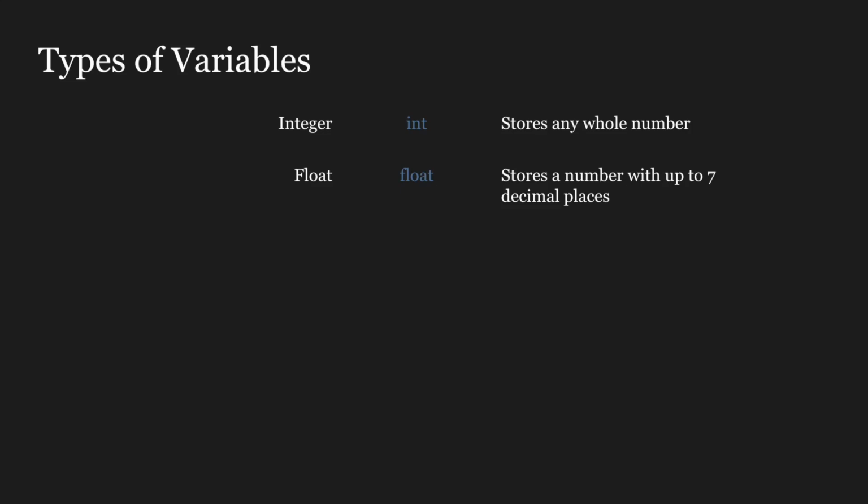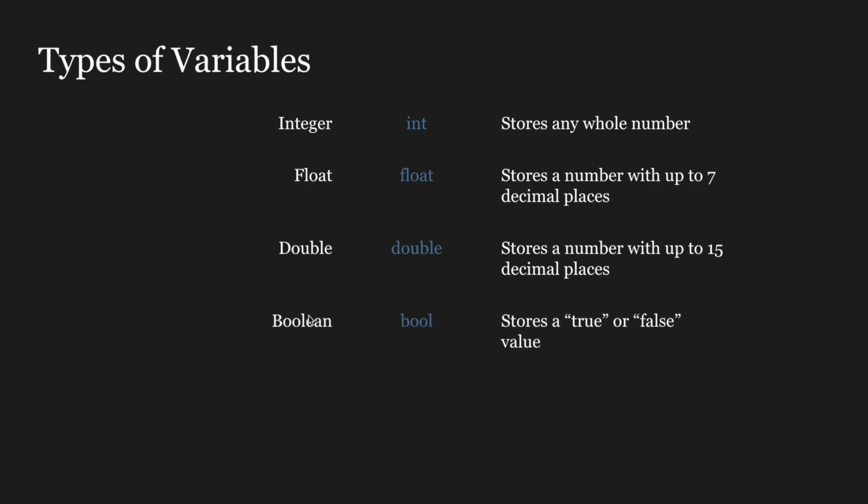Now, if 7 decimal places isn't enough for you, then that's when the double variable comes in. The double variable can store any number with up to 15 decimal places, and to use that in your code, you just write the word double. Now, the last type of variable that we use commonly in robotics is Boolean variables, which when written in your code, are just written as bool. Boolean variables store true and false values.